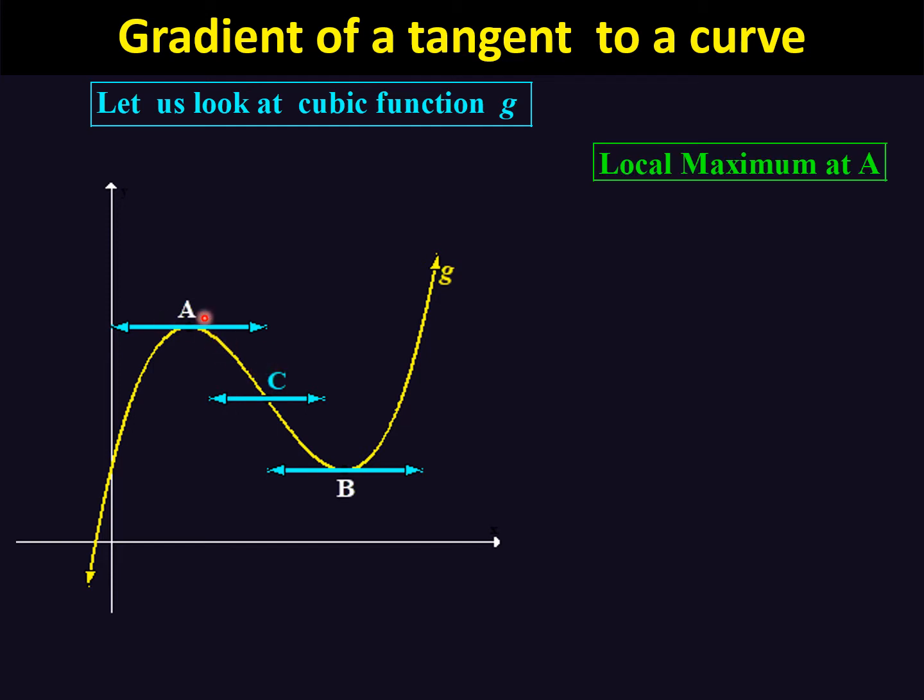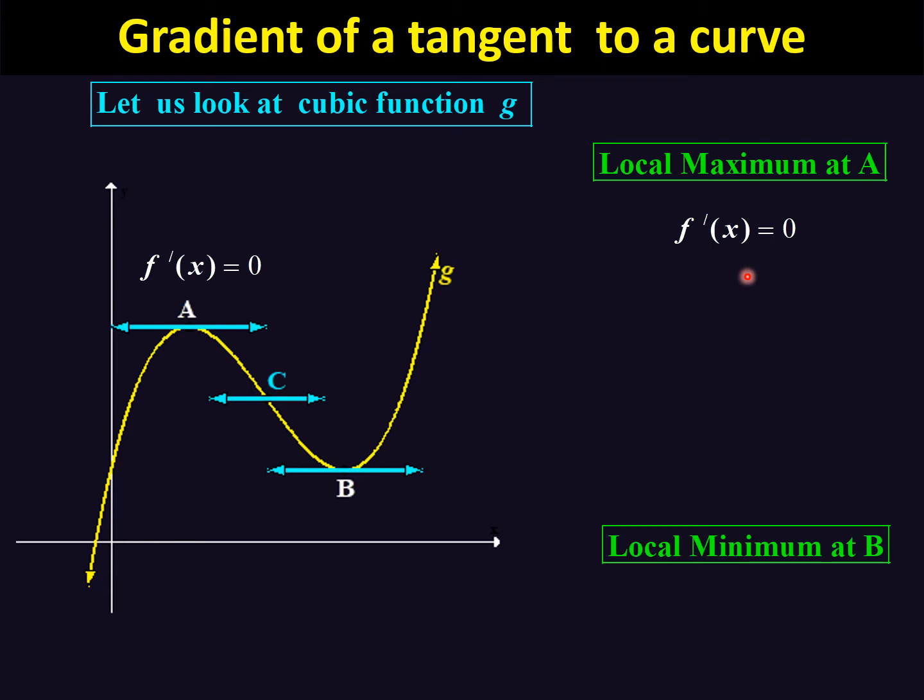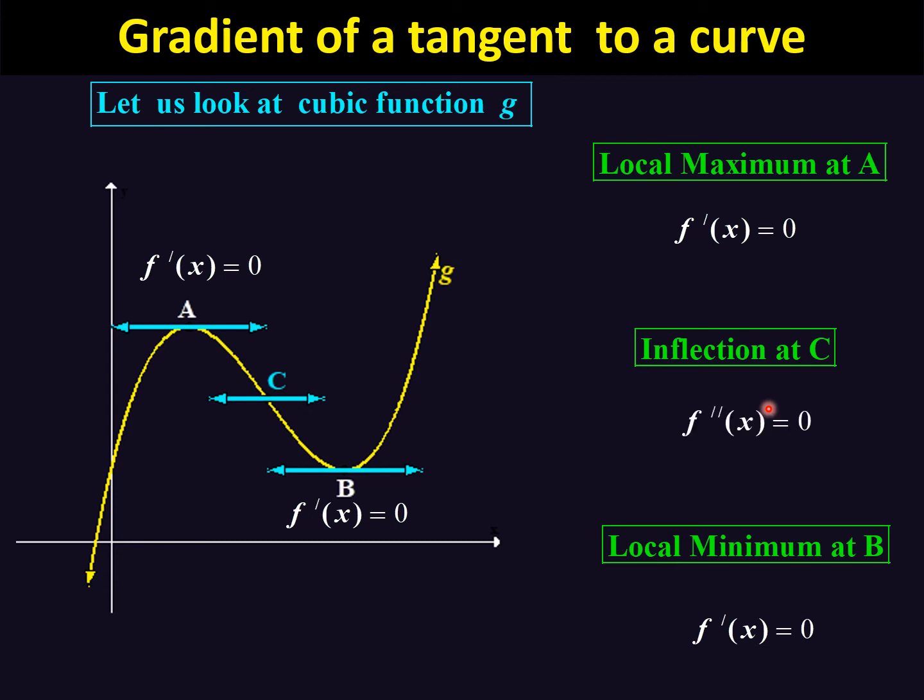At A, we have what we refer to as a local maximum, right? And that local maximum we can determine by finding the first derivative and equating it to 0. Then at B, we have a local minimum, and that local minimum we also determine by finding the first derivative and equating it to 0. Okay. Then at C, there we have an inflection point. And to determine the inflection point, we'll find the second derivative and equate it to 0.